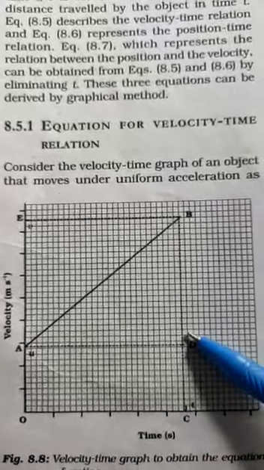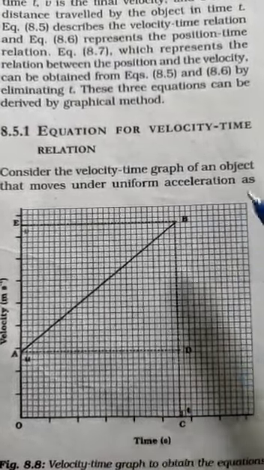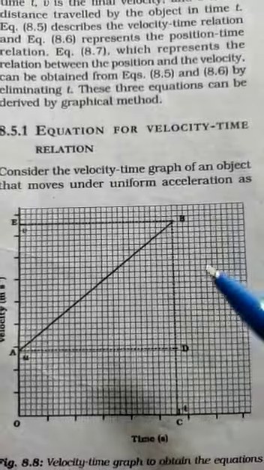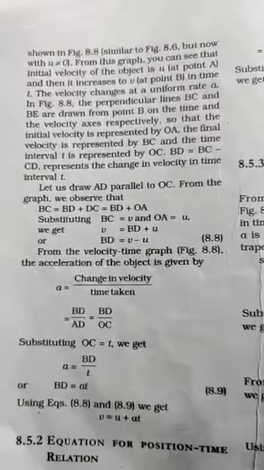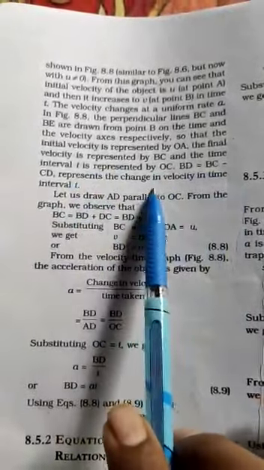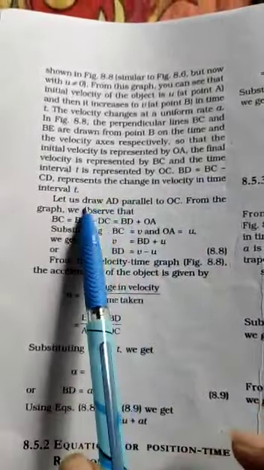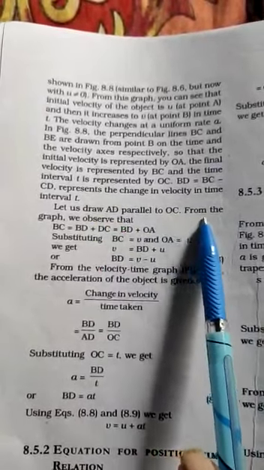BD equal to BC minus CD. So students, BD equal to BC minus CD represents the change in velocity in time interval t. Let us draw AD parallel to OC.